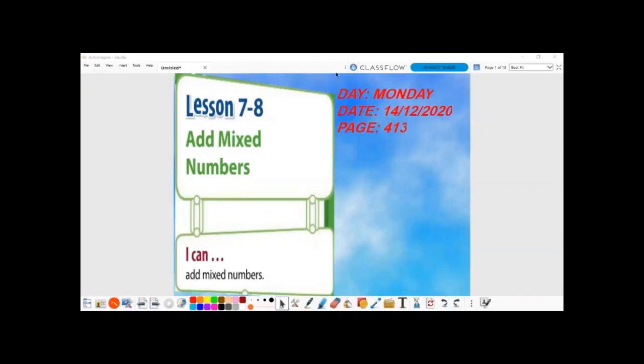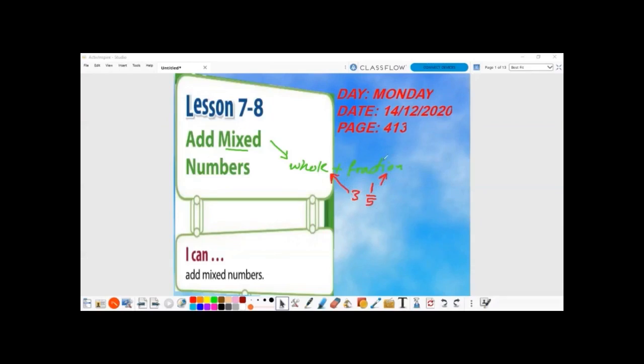Hello, grade 5. This is the second part of lesson 7.8, add mixed number. In the first part, we mentioned the word mixed number is a mix of a whole and a fraction. So it's a whole number plus a fraction, like 3 is a whole, and 1 over 5. So 3 and 1 over 5 is called a mixed number because it consists of a whole, just like 3, and a fraction like 1 over 5.